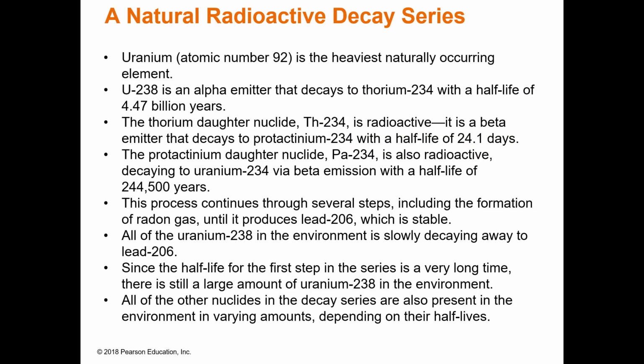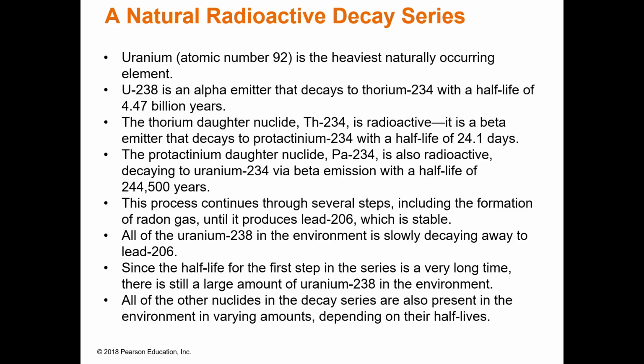Some radioactive elements don't just decay once, they go through an entire series of decay steps until they become stable. Let's take uranium-238 as an example. It's the heaviest naturally occurring element, and it's radioactive. Uranium-238 goes through multiple transformations. First, it decays into thorium-234, then to protactinium-234, then to uranium-234, and so on, eventually turning into lead-206, which is stable and no longer radioactive.